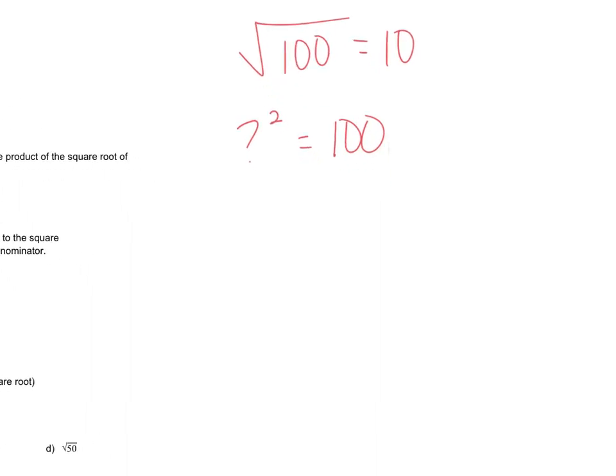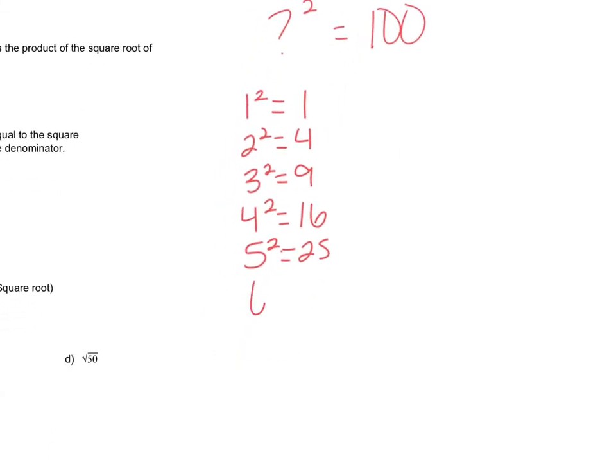And this is something that if I were taking a test or doing my homework, I would write these at the top of my paper, just so I have them, unless you have them memorized. So 1 to the second power is 1. 2 to the second power is 4. 3 to the second power is 9. 4 to the second power is 16. 5 to the second power is 25. 6 to the second power is 36. We'll just go to 10.